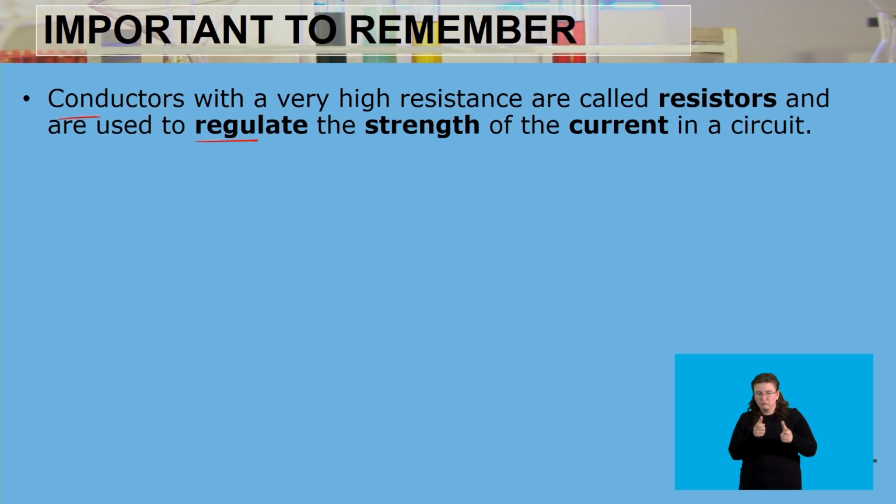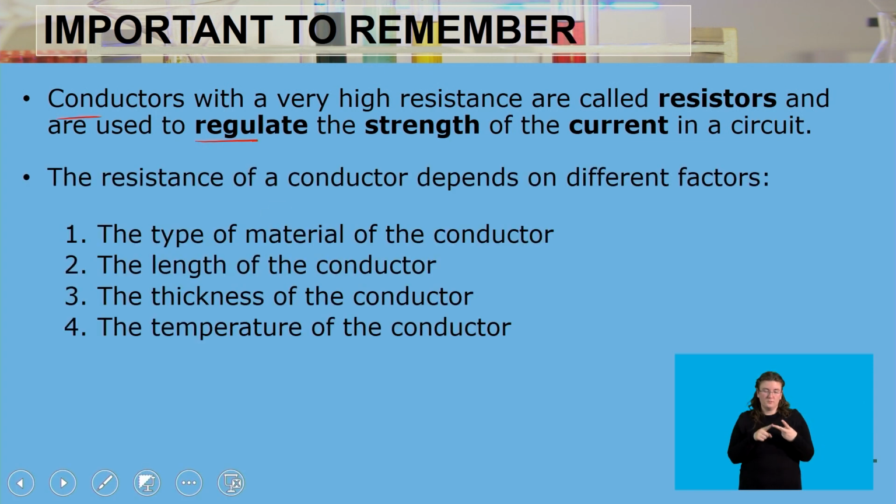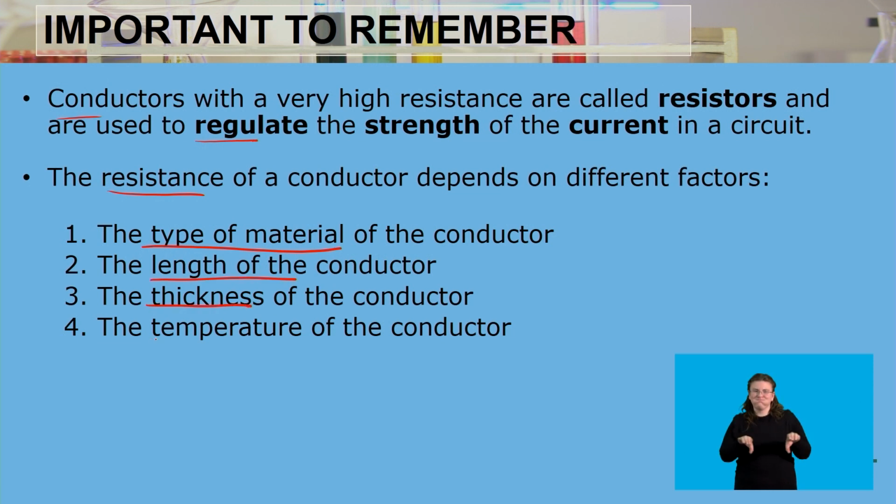And then on top of that, the most important thing that I want you to always remember about the resistance is that the resistance of a conductor is always affected by four factors, either one of the four or all of them. Number one, the type of material of the conductor affects the resistance. The length of the conductor also affects the resistance. The thickness and the temperature of the conductor also affect the resistance of a conductor.